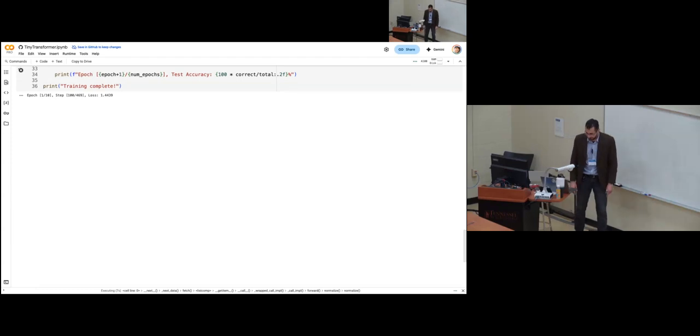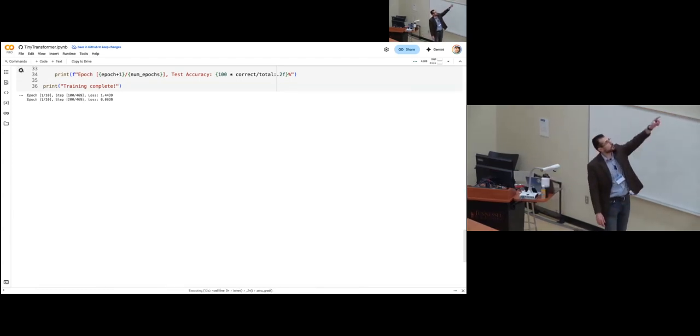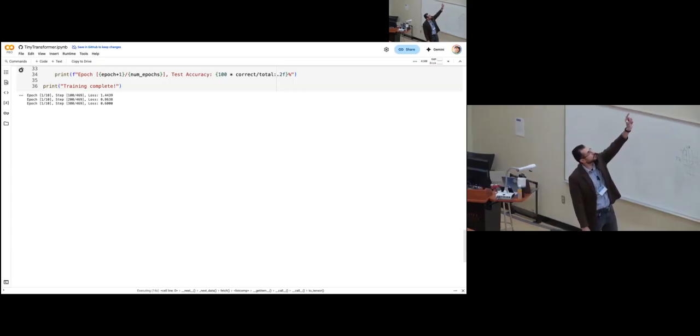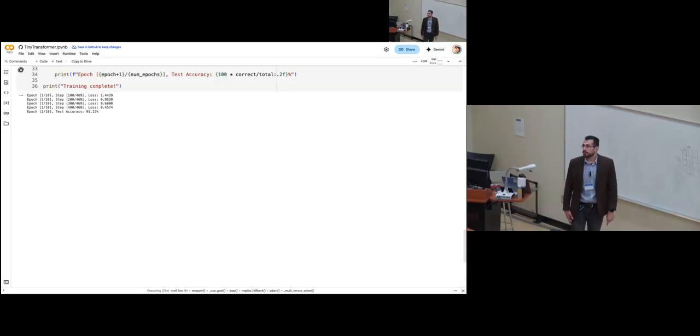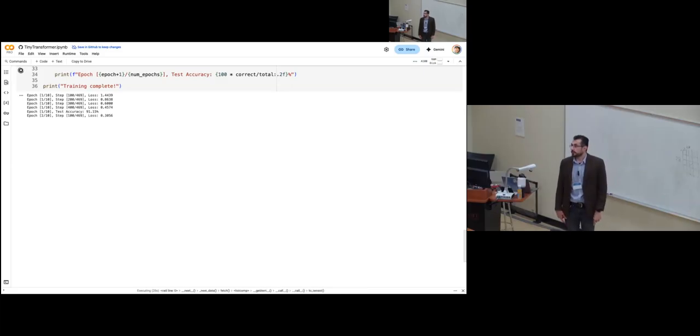Epoch 1, step 100, loss is this much. Loss is going down. You can see it starts from 1.44. It's going down to 0.86, 0.6, and 0.45. Okay, test accuracy 91.15% at the end of one epoch.